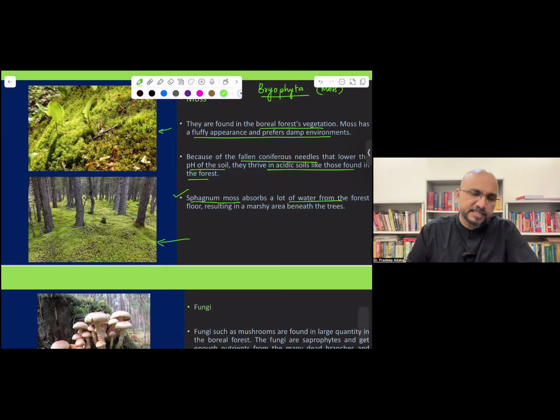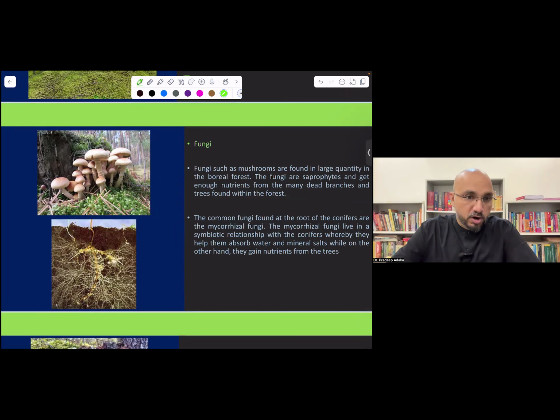Other than your trees, shrubs and mosses, fungi are also very common in these forests. Fungi such as mushrooms are found in large quantities in the boreal forest. These are saprophytes, so they digest the food outside their body. The main difference between detritivores and saprophytes is that detritivores digest the food inside their body. Saprophytes like fungi and bacteria release enzymes, digest the food outside their body, then absorb it.